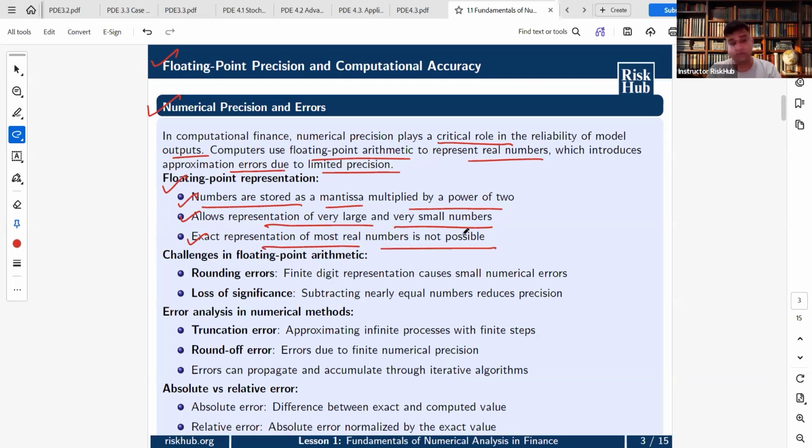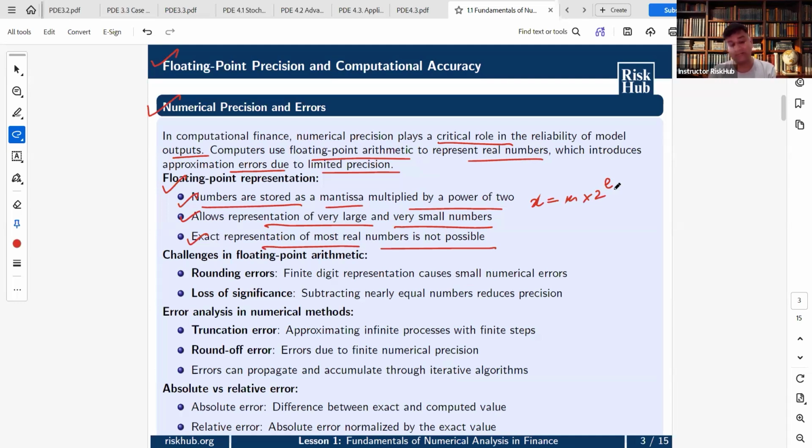So the slide introduces a very important but often ignored topic: computers do not store real numbers perfectly. In mathematics, we have 1/3 equal to 0.333333 infinitely, but a computer cannot store infinitely many digits. So it stores an approximation, that is a floating point representation. A number is stored roughly like x equals m times 2 to the power of e.